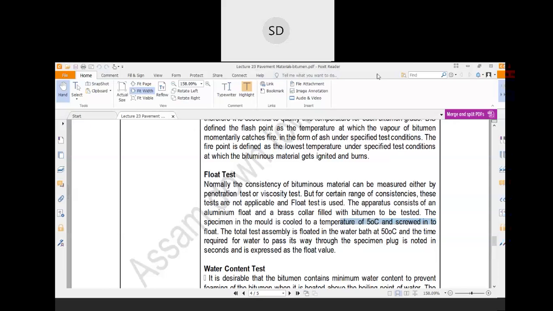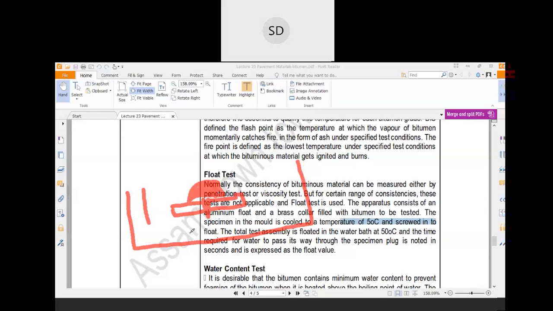So what happens in this case, there will be some water bath. One apparatus would be there. There will be some small hole, and you put some bitumen over there, and you will heat the bitumen at a constant rate of 5 degrees Celsius, and the temperature of the water bath would be 50 degrees Celsius.